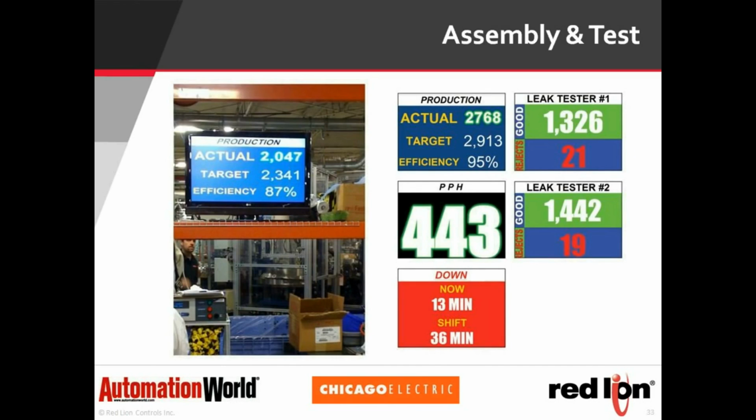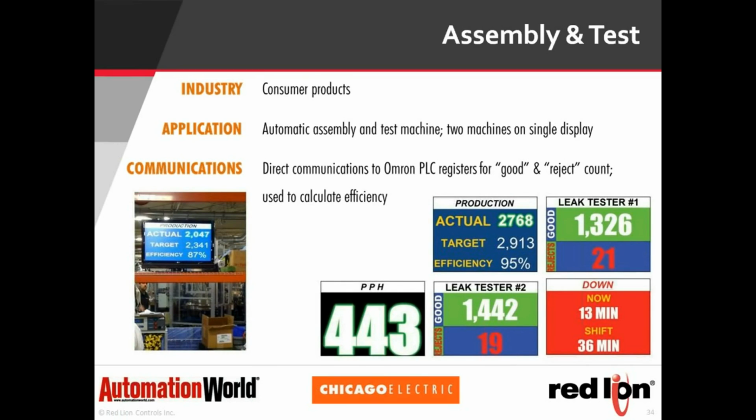The first application we'll look at is very straightforward. This is a consumer product assembly and test area. And here, all we were looking for is just some basic efficiency information and piece per hour rate information. One of the key aspects here is we were able to directly communicate with the Omron PLC that was on the machine for count information, and then with just those few variables, bring those in and create the displays.